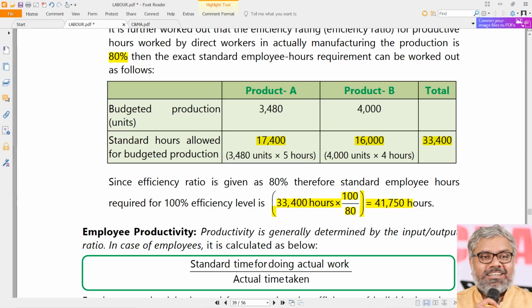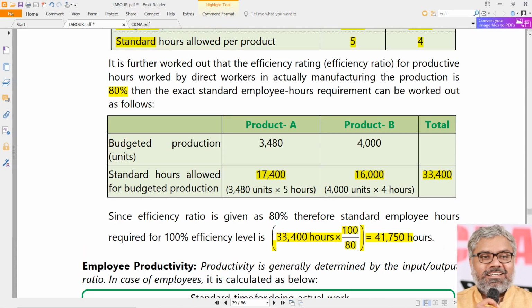If they worked at 100% efficiency, they would have worked only 33,400 hours. But because they are working at only 80% efficiency, they would be taking more hours, that is 41,750 hours. And how to obtain that? Budgeted hours into 100 divided by percentage of efficiency. Here the percentage of efficiency is 80%, so in the denominator there is 80.